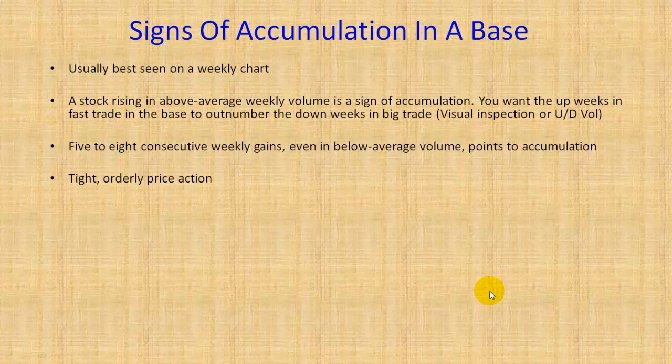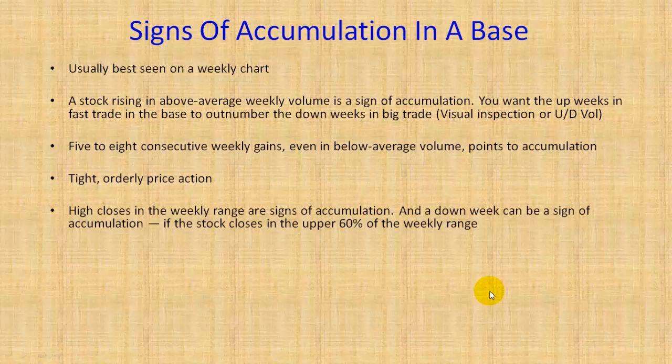You'd like to see tight and orderly price action. You want to see strong closes. You want to see price close high in the weekly range because that's a sign of accumulation. Sometimes a down week can even be a sign of accumulation if the stock closes in the upper 60% of the range. And that can be a sign of strength.